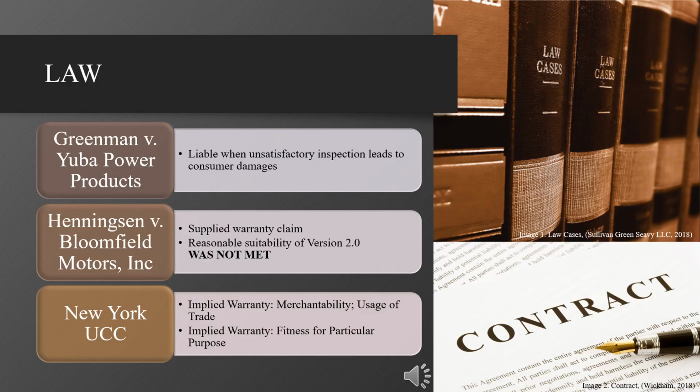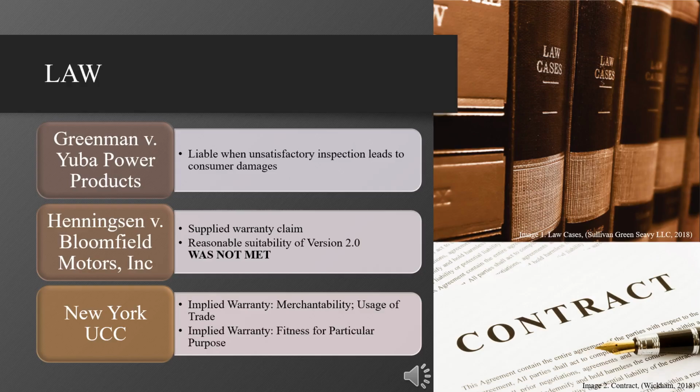The NY Uniform Commercial Code implied warranty also supports the argument that version 2.0 should be fit for ordinary use for which it was sold, which implies that it was sold to meet the contractual needs to support ePenny's transactions. Again, version 2.0 was not fit for ordinary use under the contract requirements between FlashTrade and ePenny.